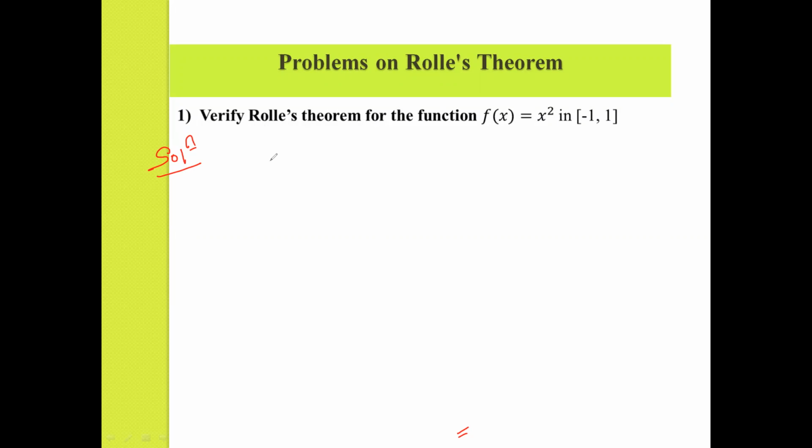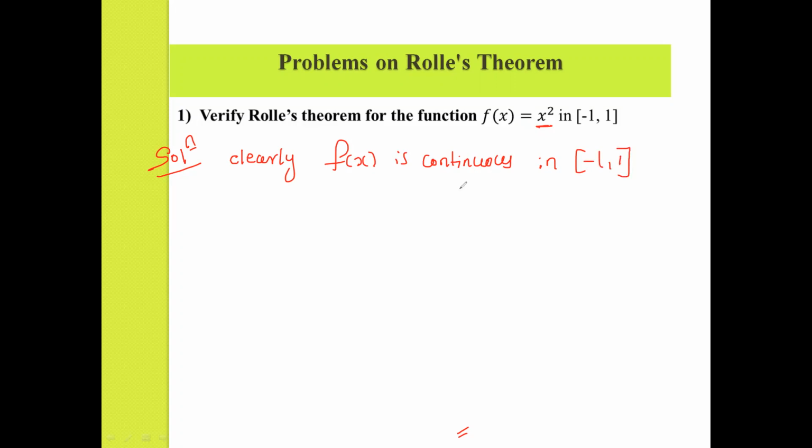First condition, the function should be continuous. Since it is a polynomial term, x square, a single term, we can easily tell that it is continuous. So clearly f of x is continuous in the closed interval -1 comma +1.